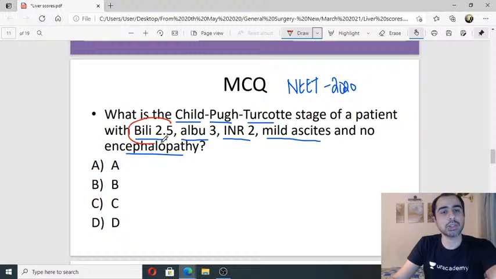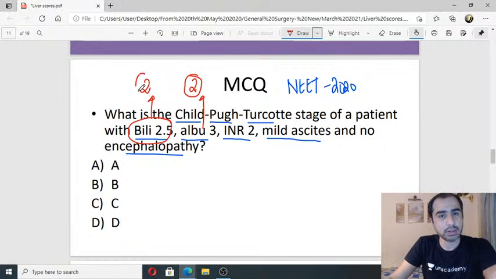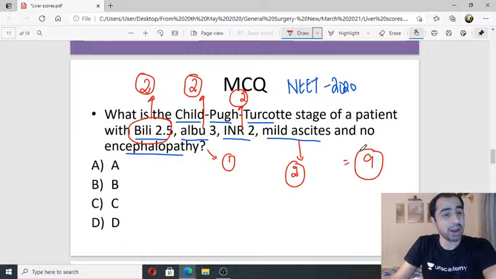Bilirubin is 2.5, which means it's between 2 and 3. He gets 2 points for this. Albumin is 3, which means it is between 3.5 and 2.8. So again he gets 2 points for this. INR is 2, again he'll get 2 points for this. Ascites is mild, again he gets 2 points for this. No encephalopathy, he gets 1 point. What is the total score? 2, 2, 2, 2, 1. Total score is 9.